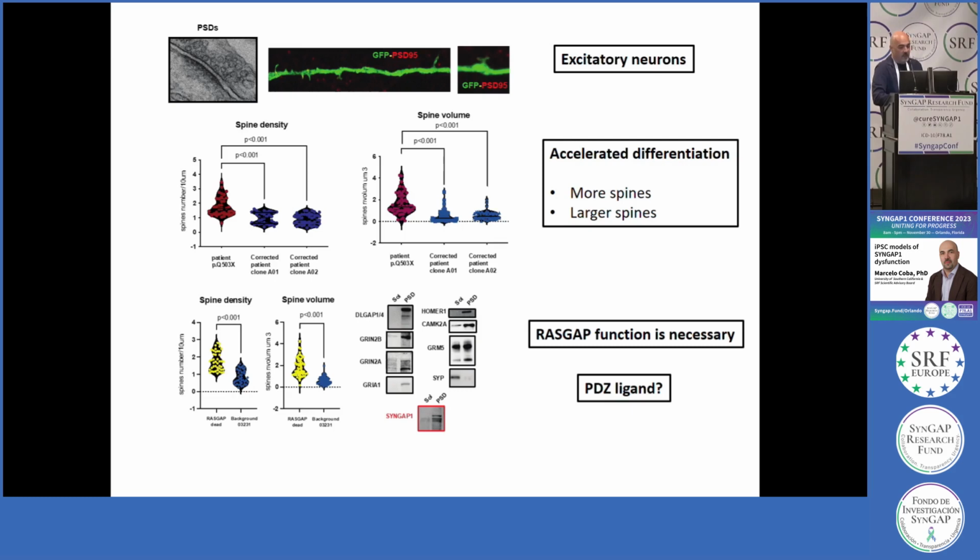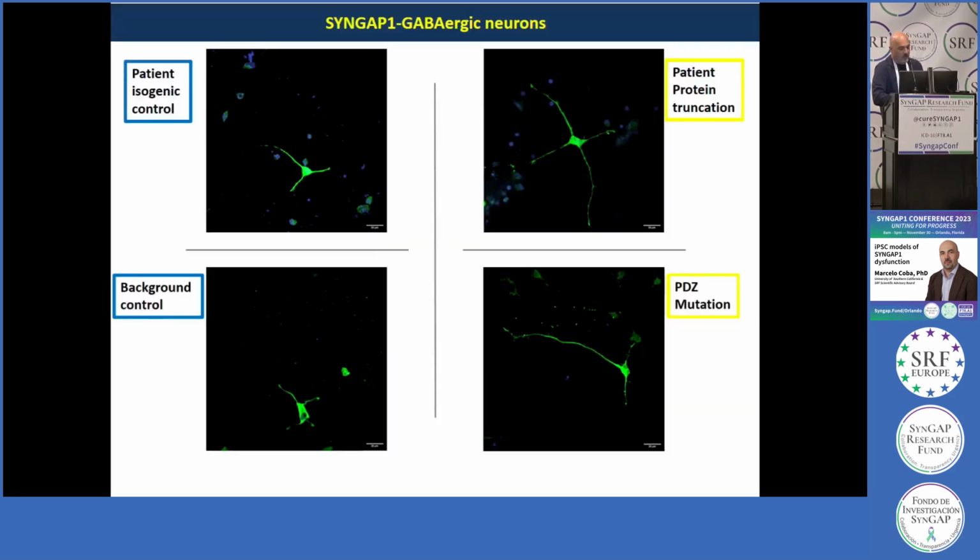This is just to have a picture, because showing a picture is much better than showing the quantitative model, the quantitative pictures, and the p-values. So at the top panel, you have a control. It's an isogenic line from a patient that has a truncation mutation in SYNGAP, and you can see the figure to the left.